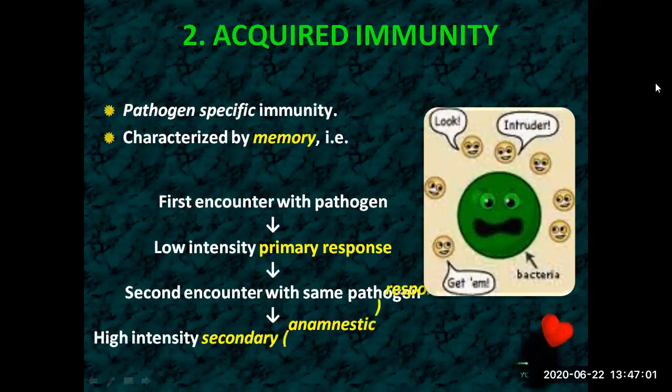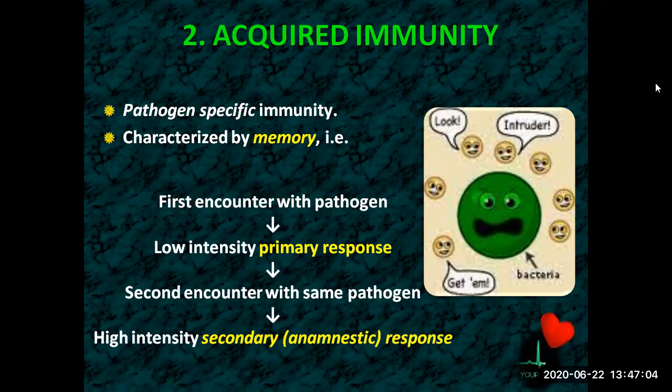Acquired immunity. The immunity that comes after birth, we say acquired immunity. We call it pathogen specific immunity. It is characterized by memory. When we first encounter the pathogen, there is a low intensity primary response, which is comparatively late. During the primary response, we develop memory cells. When a second encounter happens with the same pathogen, there is a high intensity secondary response, which we say is the anamnestic response. Just remember this word, very important.